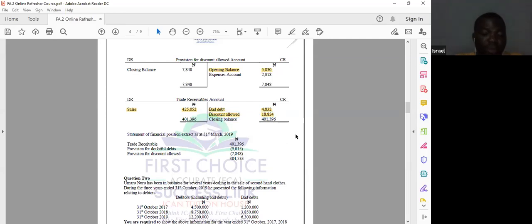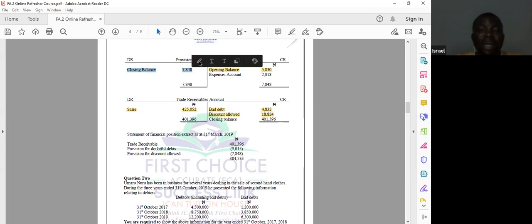So we have that to be 401,396 minus our total provision for doubtful debt. That's 9,015, and that will give us 392,381. Now, after we have gotten that, the next thing is to multiply it by 2%, and that will give us 7,848, and that is our closing balance.